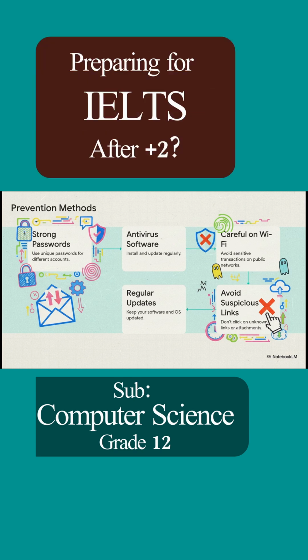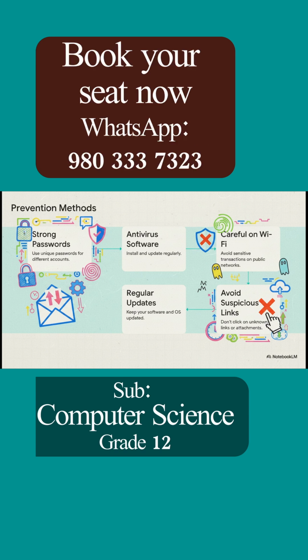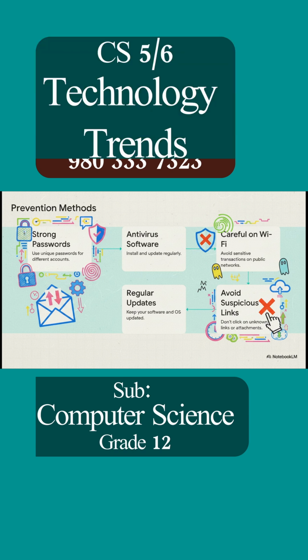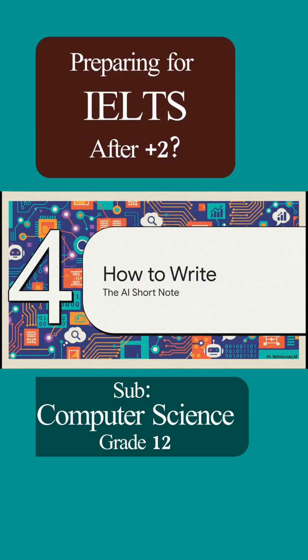For your exam, just remember these 5 simple points. 1. Use strong, unique passwords for everything. Don't use the same one. 2. Install a good antivirus software. It's a must. 3. Be super careful when you're using public Wi-Fi. 4. This is a big one. Don't click on weird, suspicious links. And 5. Always keep your software updated. Just remember those 5 points and you're golden. All right, we are almost there. We're on the home stretch.